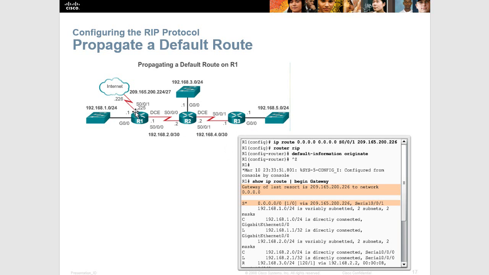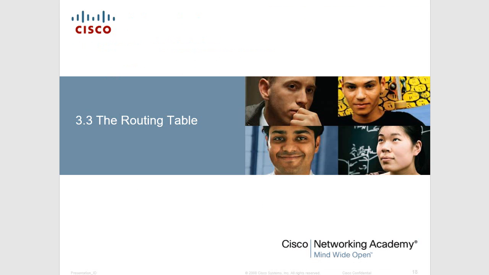So, yeah, R1 is the only one that can reach the internet, so they'd all have the same gateway of last resort, which would be accessed through R1. Alrighty, and away we go. Believe it or not, we're going to be done before you know it.